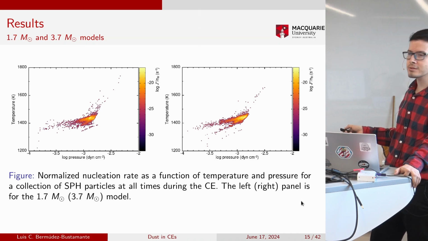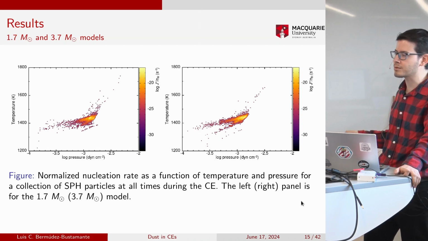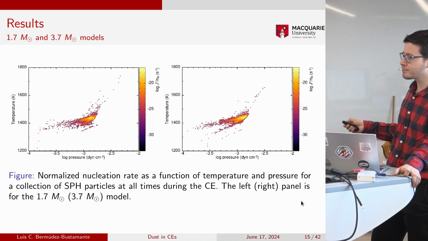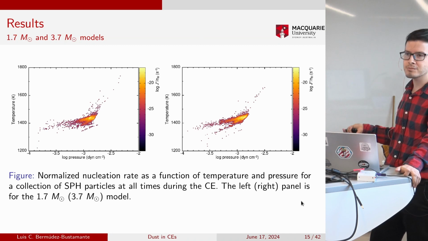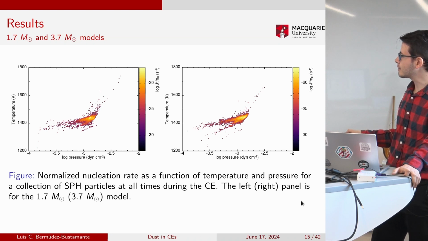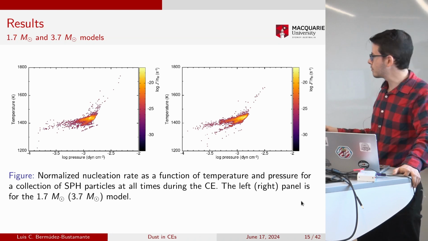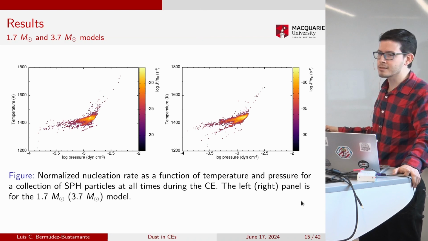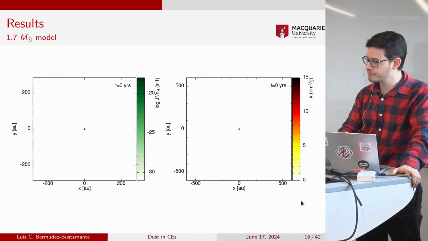The formation of dust happens when the temperature is around 1400 kelvins. This is the sweet spot. At temperatures higher than that, the dust formation is not going to occur as fast, and at lower temperatures it is the same. So this is like the main result here.